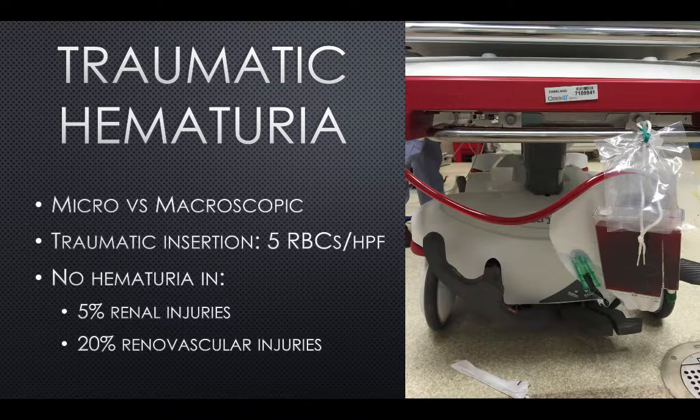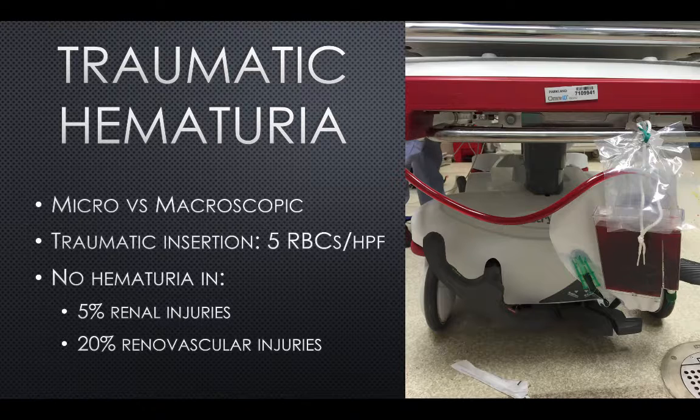Be on the lookout for hematuria following abdominal trauma. Hematuria in trauma can be microscopic or macroscopic. Generally speaking, the greater the degree of hematuria, the greater the risk of significant intra-abdominal injury. However, hematuria is not necessarily seen in some renal or renovascular injuries. Penetrating trauma in the abdomen with hematuria generally needs surgical exploration. In blunt trauma, it depends on the severity of the hematuria and the stability of the patient.